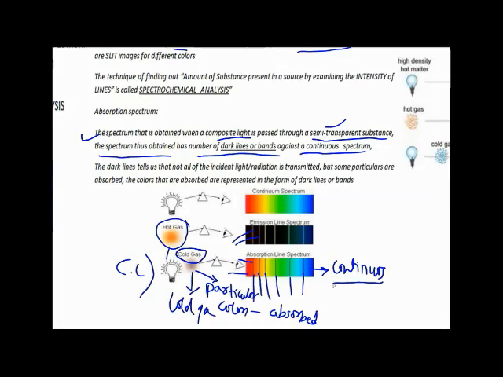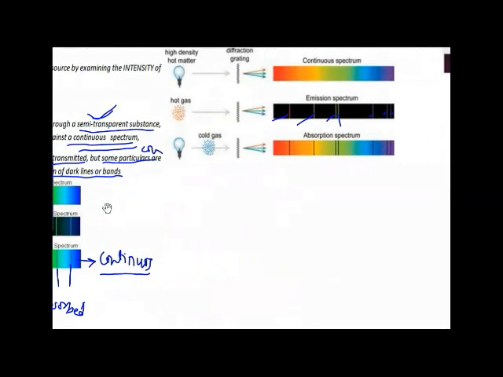Instead, since the colors are absorbed, those particular colors will be represented in the form of a dark line or bands. It is more clear with this diagram. You can see it over here.